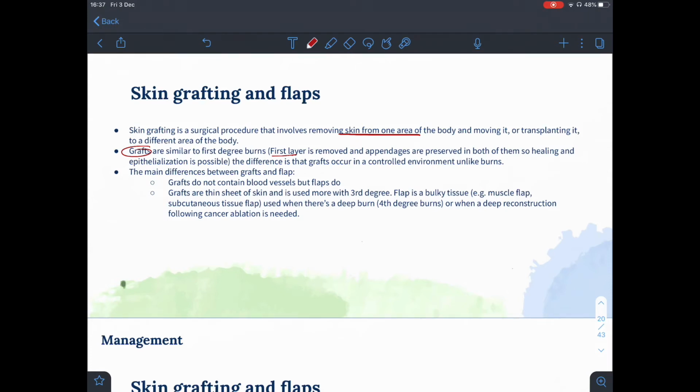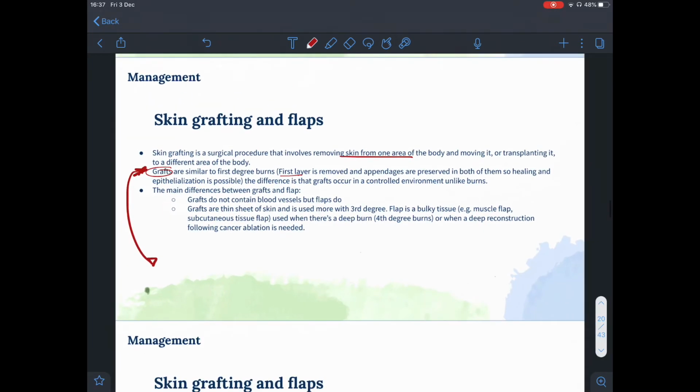The difference is that grafts are surgical. Imagine the surgeon creating a first degree burn. What happens in a first degree burn? The appendages, sweat glands, sebaceous glands and hair follicles, are preserved. That is why healing and epithelialization will happen later without needing surgery.